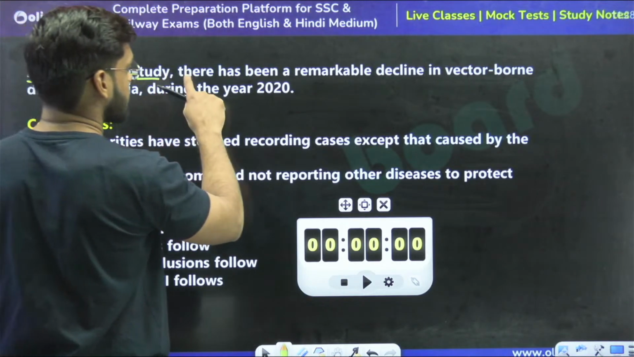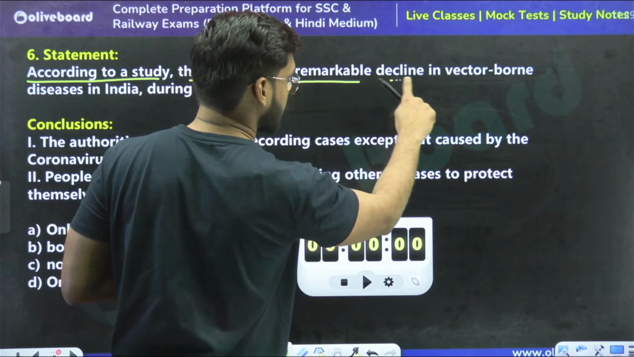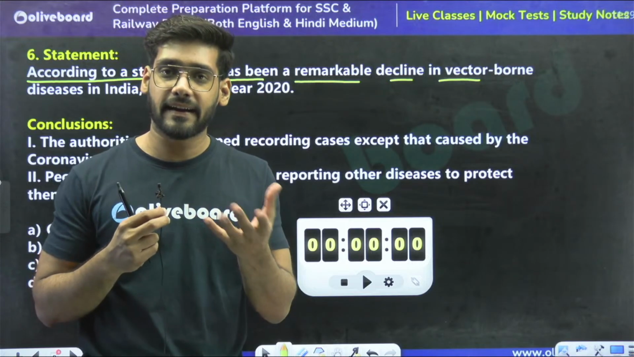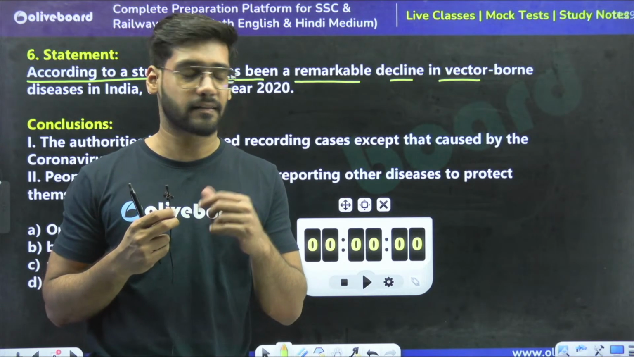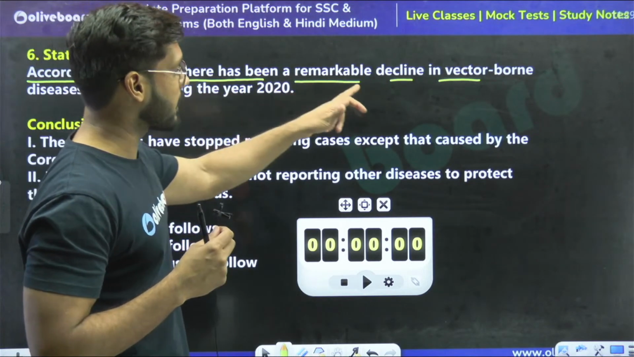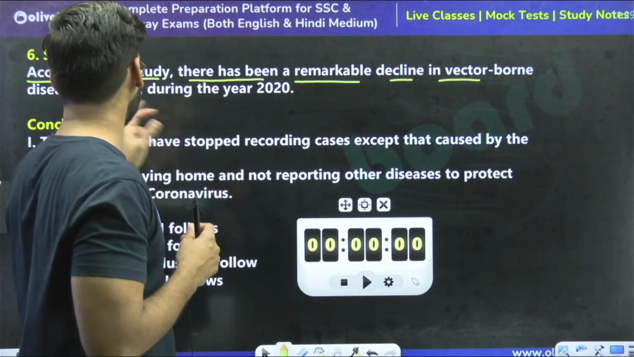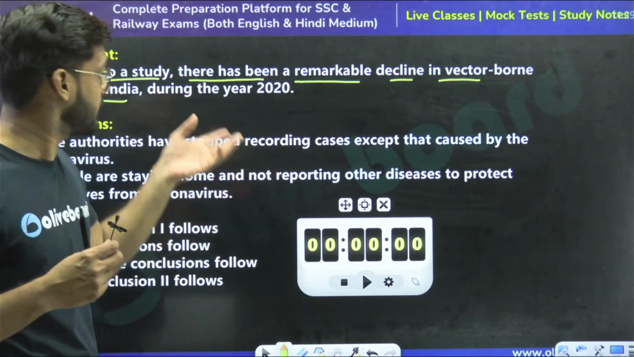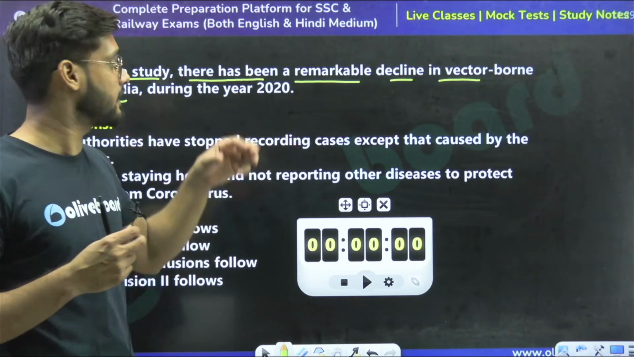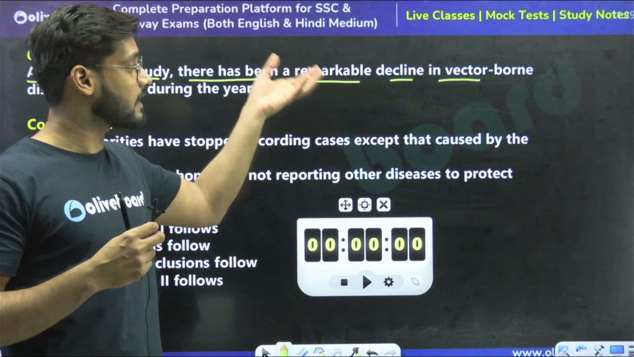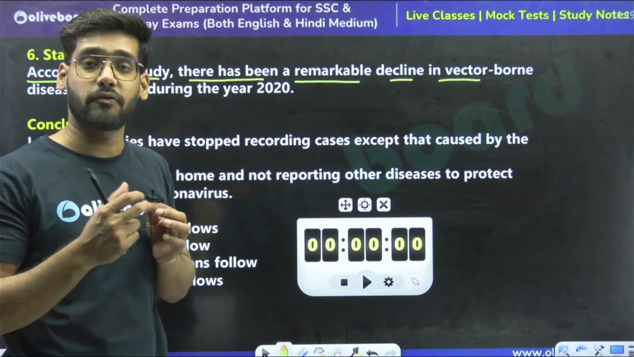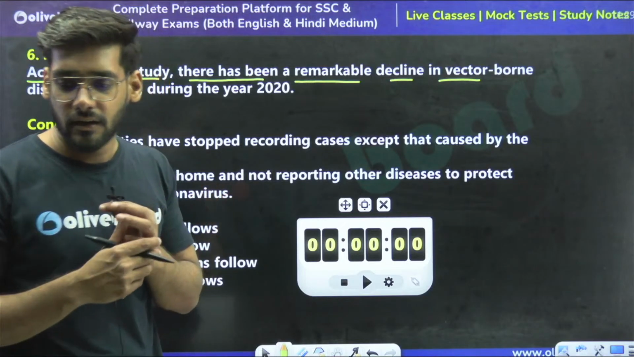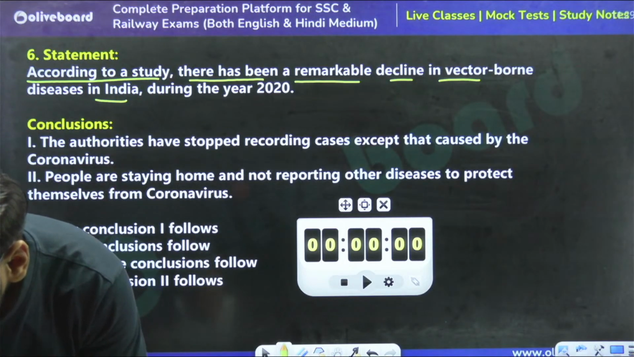According to a study, there has been a remarkable decline in vector-borne diseases. Vector-borne diseases are like malaria, dengue. So there has been a remarkable decline in vector-borne diseases in India. This is not me saying, the author is saying, according to a study that has been conducted, they have recorded a remarkable decline in vector-borne diseases like malaria, dengue, typhoid, right?